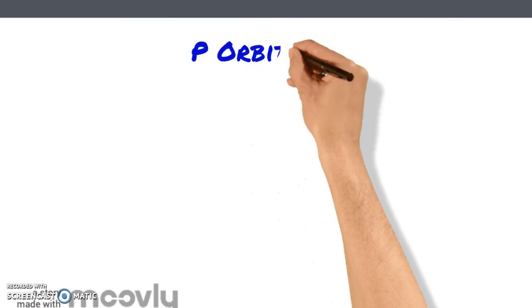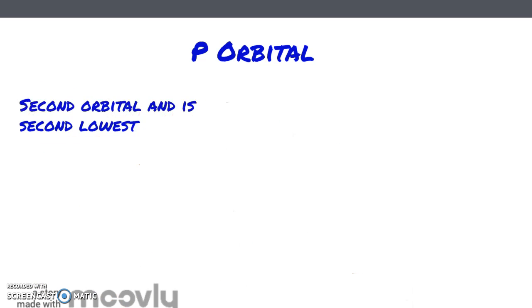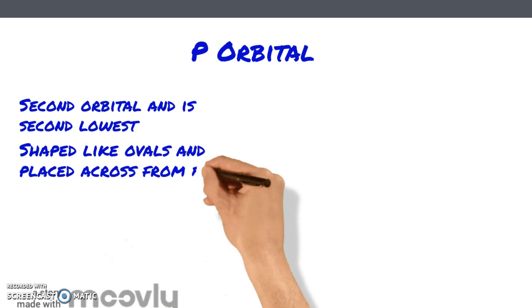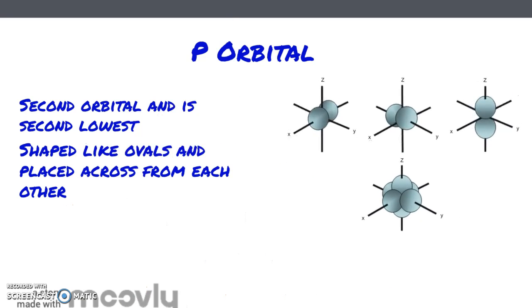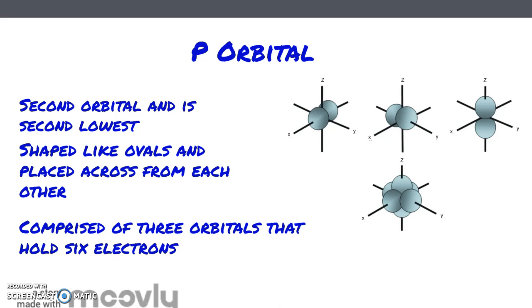From there, we are going to the p orbital, which is the second orbital and has the second lowest level. It is shaped like ovals and are placed across from each other, such as on the pictures, and it's comprised of 3 orbitals that hold 6 electrons in total.